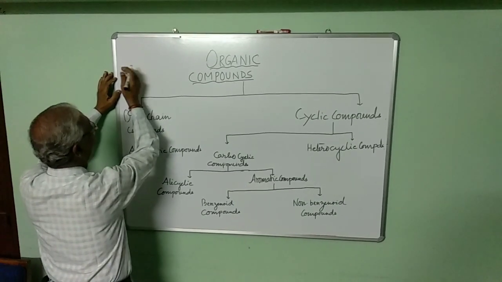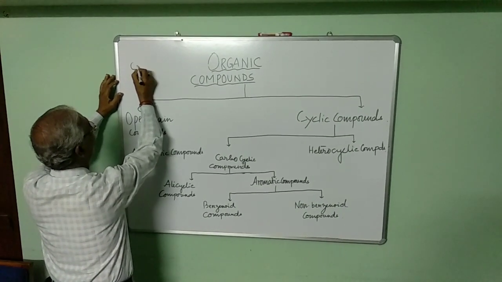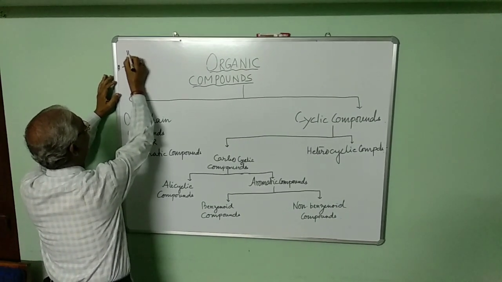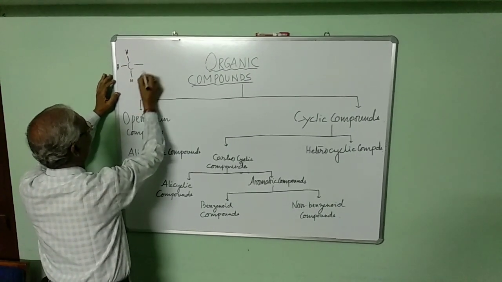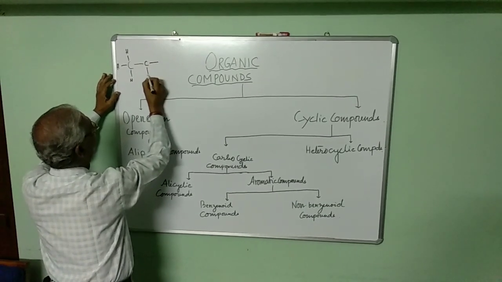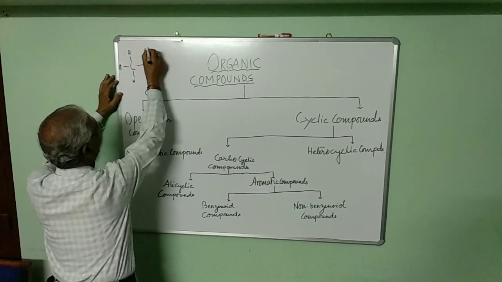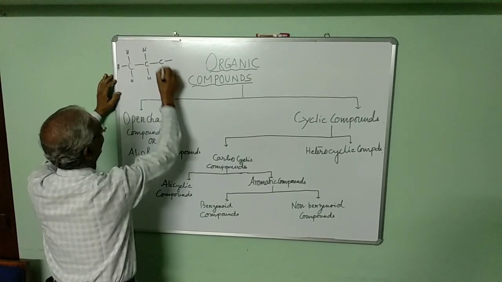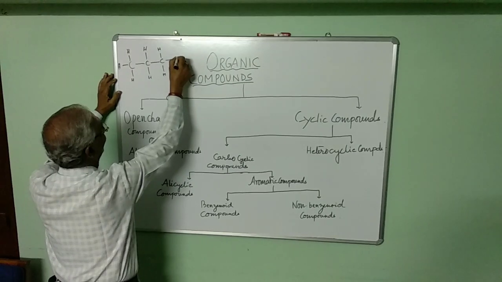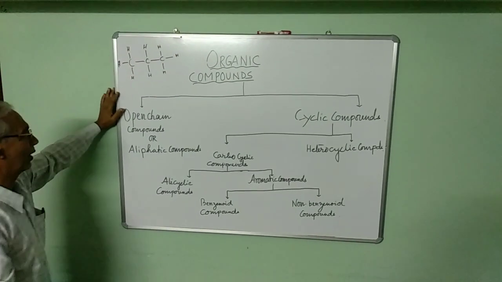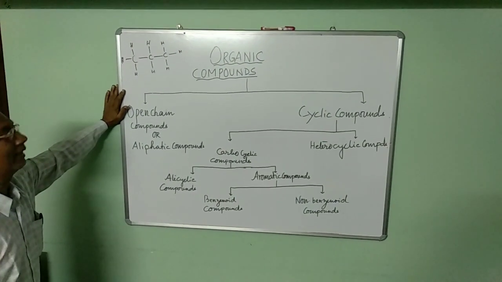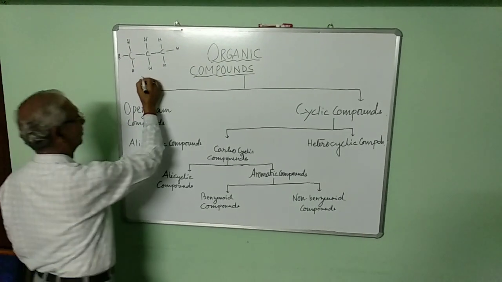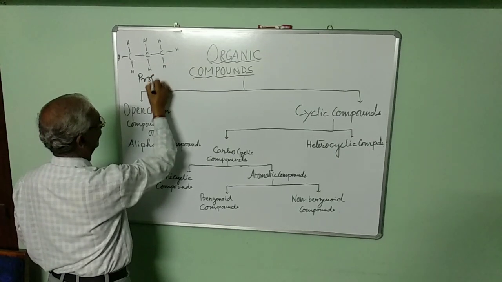First one, on this side, I am writing the example. Say carbon, here it is hydrogen, hydrogen, hydrogen, here it is carbon, hydrogen, hydrogen, carbon, hydrogen, hydrogen, hydrogen. It is the example of an open chain compound. The name of this compound will be propane.